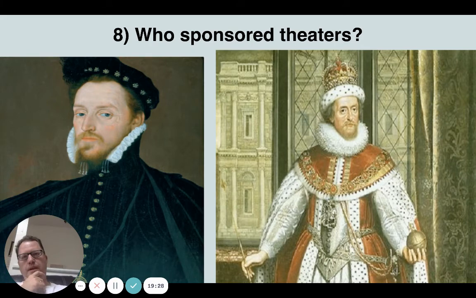So because people didn't have private agents, if you talk to movie stars now, they have agents that take care of their contracts and protect them.